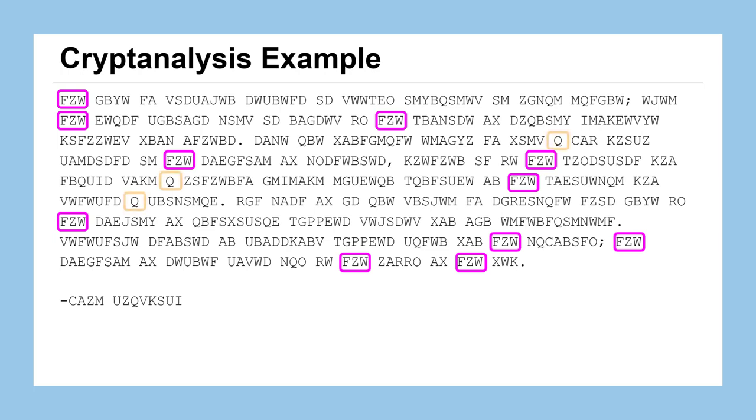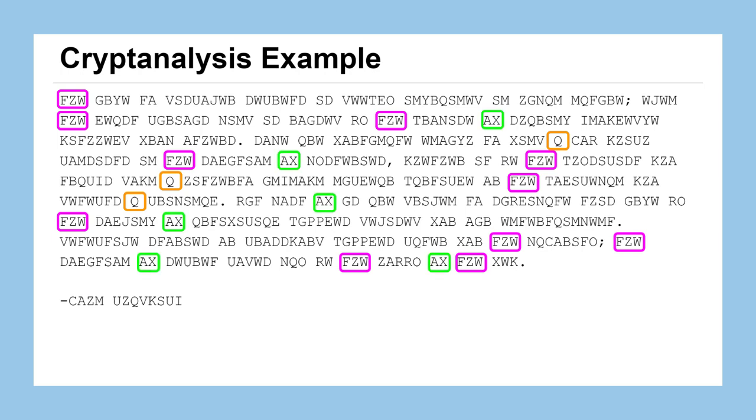Some other things that might have jumped out at you. Here we see the letter Q. It's the only 1-letter word in the ciphertext. And again, English language is somewhat predictable. There's only so many letters that could actually appear as a 1-letter word in English, most notably the letter I or A.